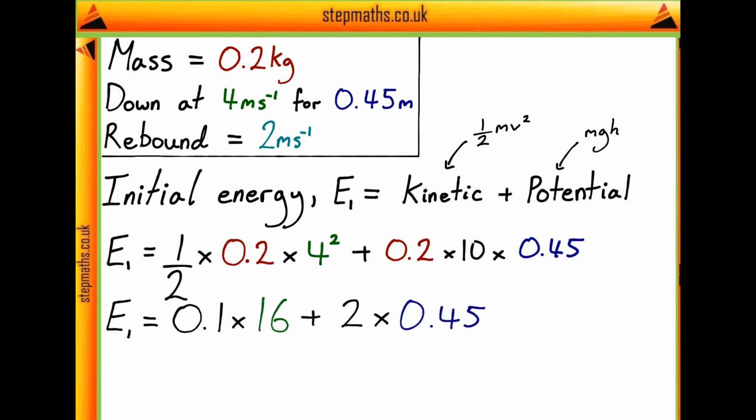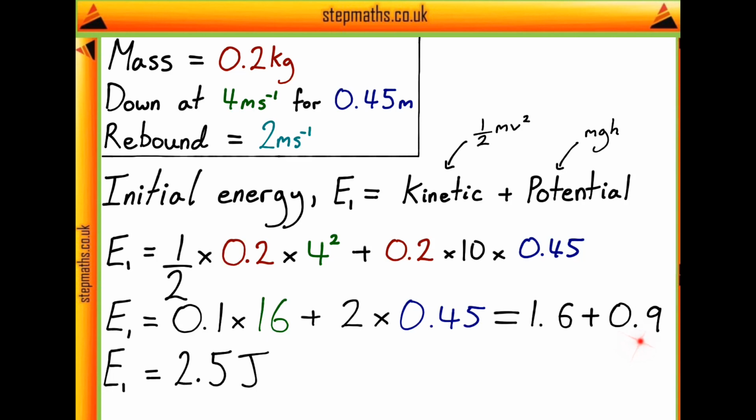So doing some arithmetic, we find out that this is going to be equal to 1.6 as our kinetic energy and 0.9 as our potential energy. So our initial energy in total is going to be 2.5 joules.